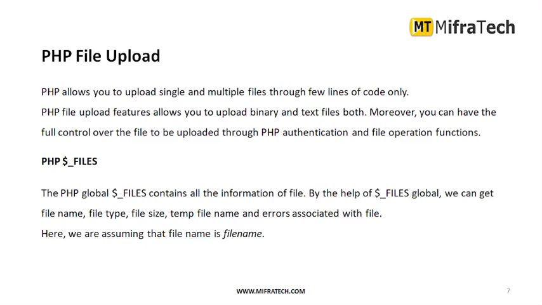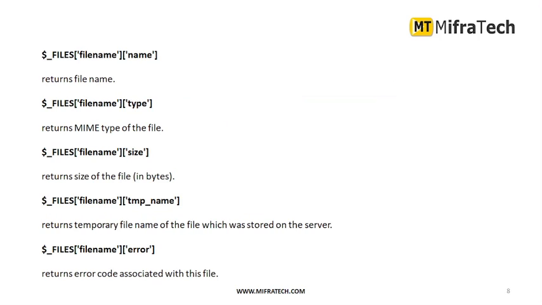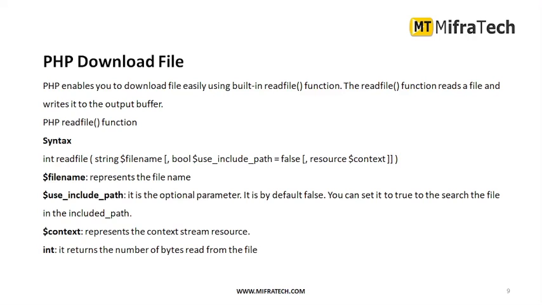Here we are assuming the file name as filename. $_FILES['filename']['name'] returns the file name. $_FILES['filename']['type'] returns the MIME type of the file, which type, .txt or any other. $_FILES['filename']['size'] returns the size of the file in bytes, how many bytes it has stored. $_FILES['filename']['tmp_name'] returns the temporary file name which has been stored on the server. $_FILES['filename']['error'] returns the error code associated with this file.